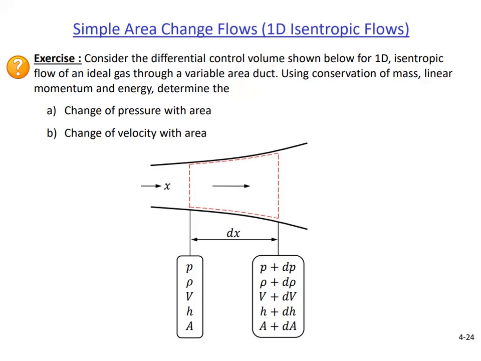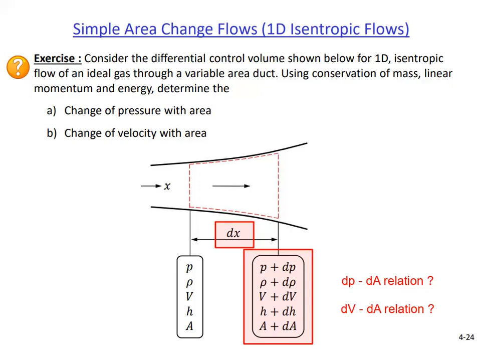The exercise of the next slide is an important one. It is about deriving relations for the change of pressure and the change of velocity with the change of cross-sectional area for isentropic flow inside the duct. For this, we are asked to use a control volume of differential length dx. The properties at the exit of the control volume are only slightly different than the ones at the inlet. We want to derive relations for how dP and dV change with dA.